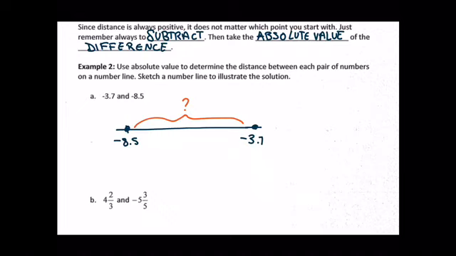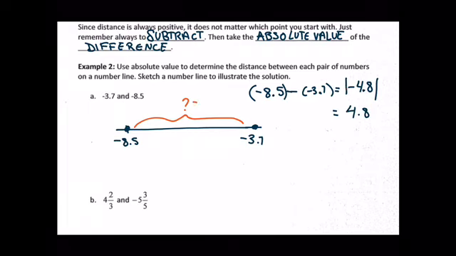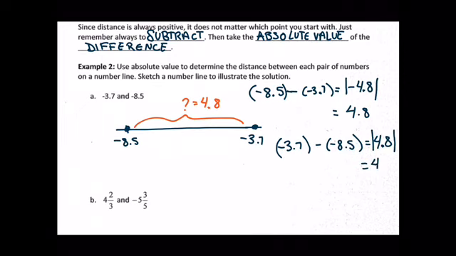So I could subtract -8.5 minus -3.7. And this would give me -4.8. And I take the absolute value of that, and it's 4.8 units. So if I did -3.7 minus -8.5, that would give me 4.8. And if I did the absolute value of 4.8, that's also 4.8.